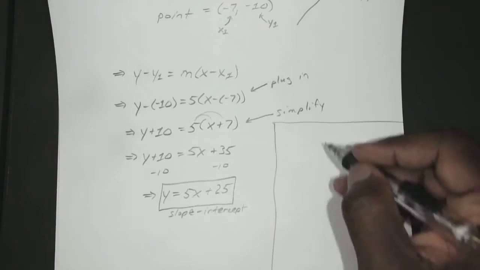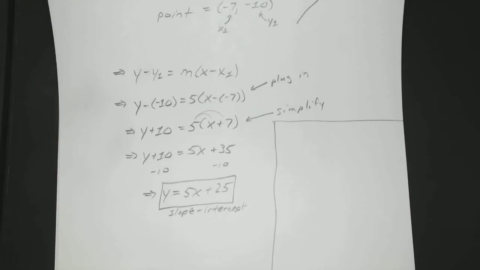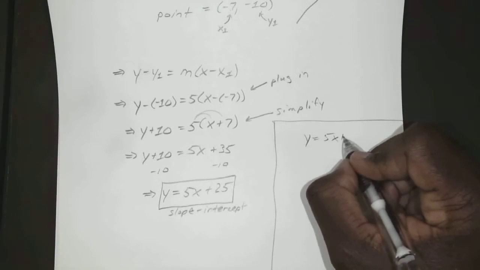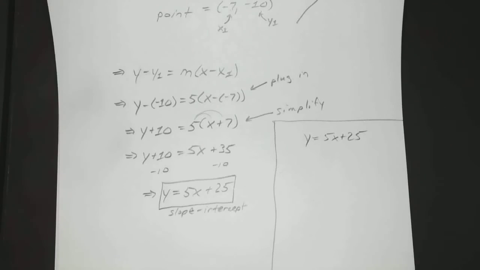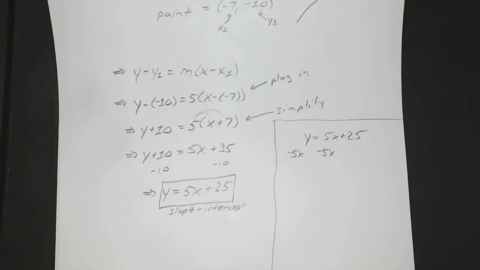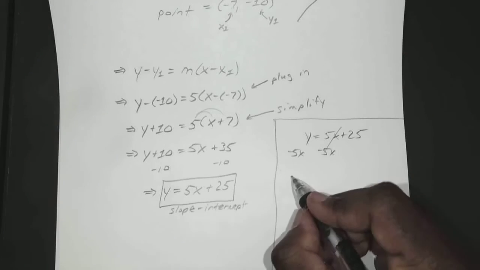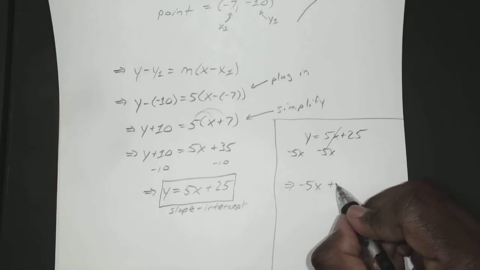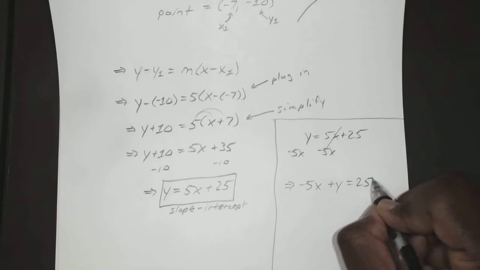All right, so now we just have to get our standard form. So we know if y is equal to 5x plus 25, if we subtract 5x from both sides, you have negative 5x plus y equals 25.